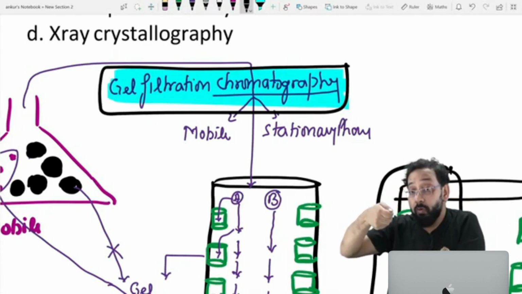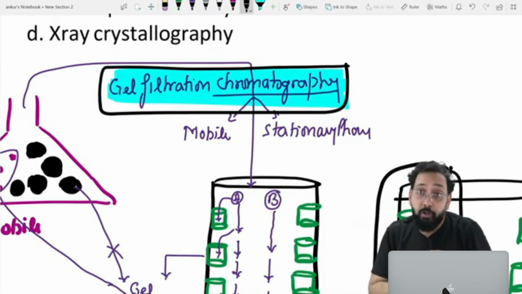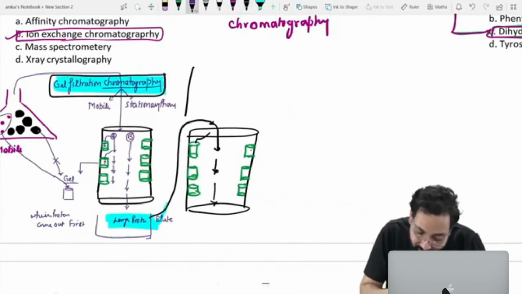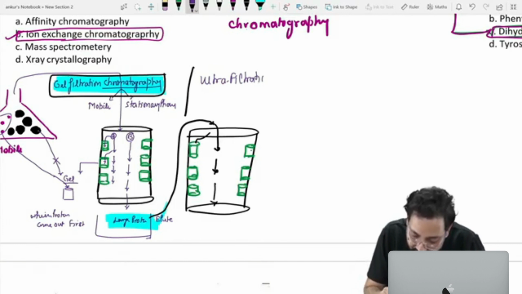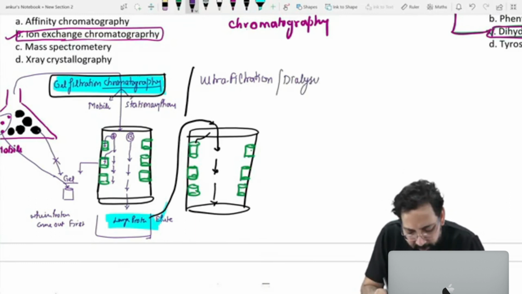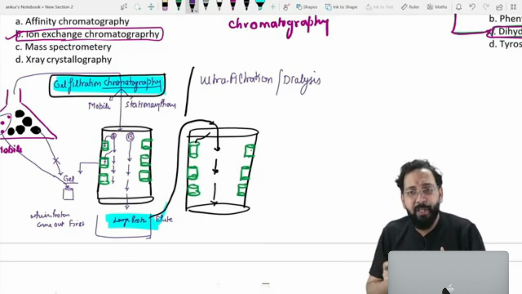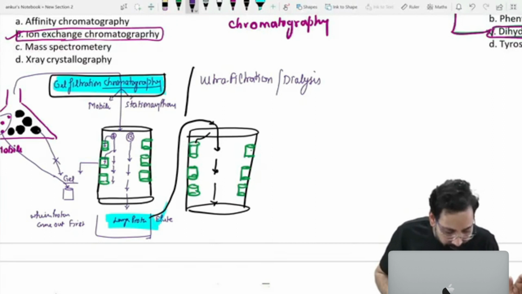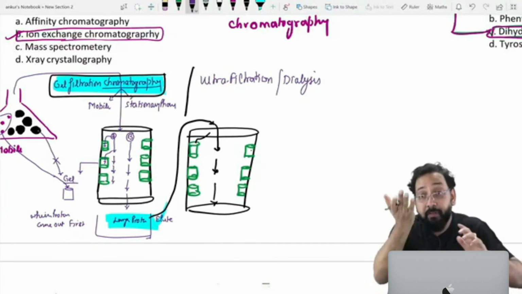Yes or no? So, if I ask you about ultrafiltration or dialysis, which will come out first? Please do reply. Ultrafiltration, which will come out first?